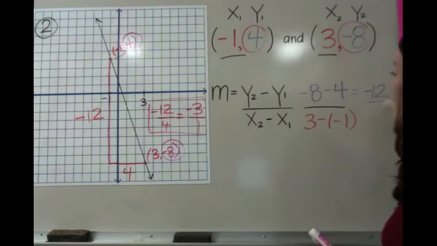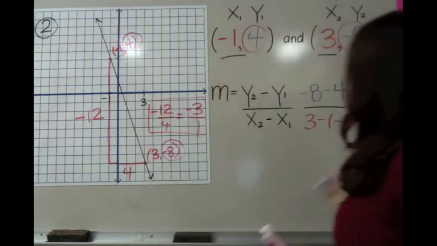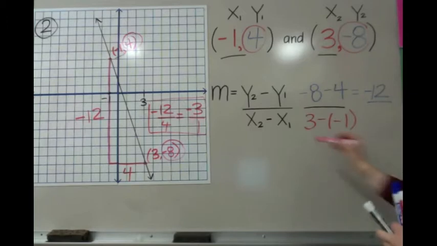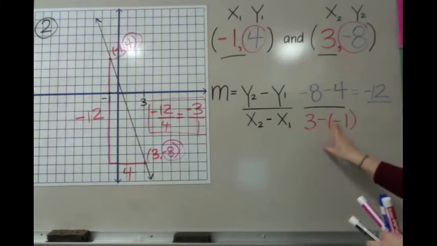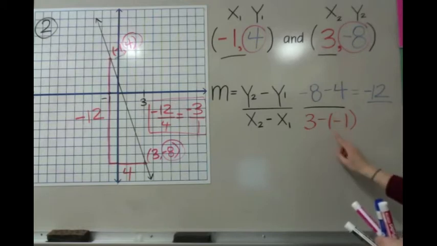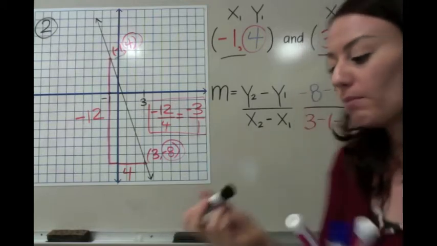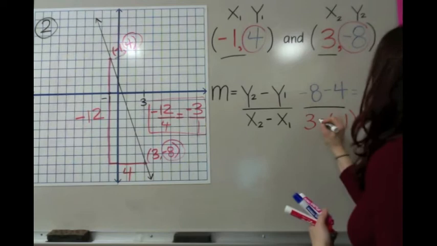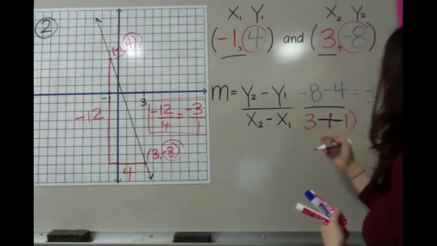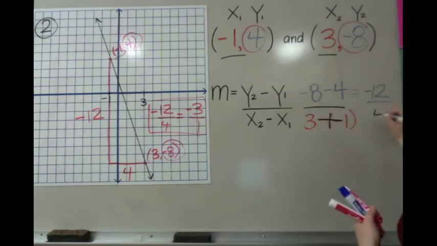Which we found over here. We found that that was -12. Now we're going to divide it by the change in x. Before we do that, what is a negative multiplied by negative? Because what do parentheses tell you to do? They tell you to multiply. So I want you to make this negative times negative a positive. What's 3 plus 1? 3 plus 1 is 4.